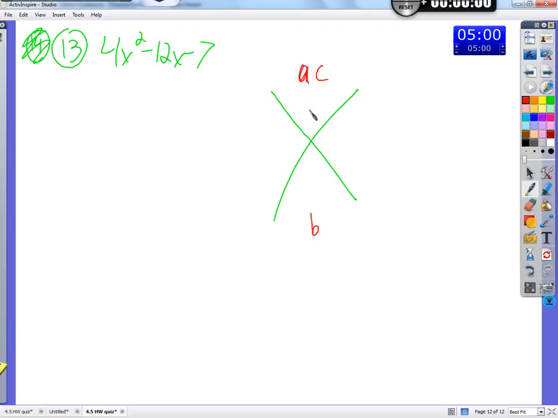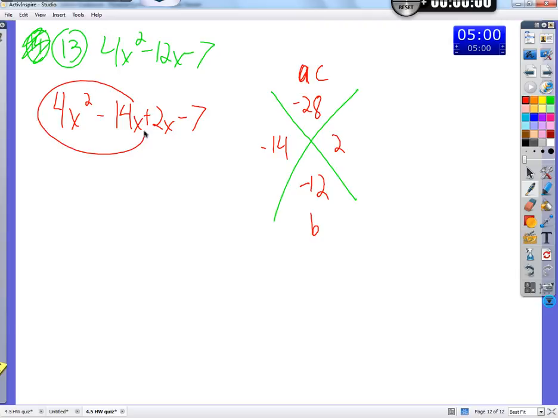What's AC? 4, negative 7. 8. What's B? Negative 12. I think it's two numbers that multiply to make negative 28 and add to negative 12. 14 and 2. Good. 4x squared minus 14x plus 2x minus 7. Or you could write 2x minus 14x. It's all going to work out the same.